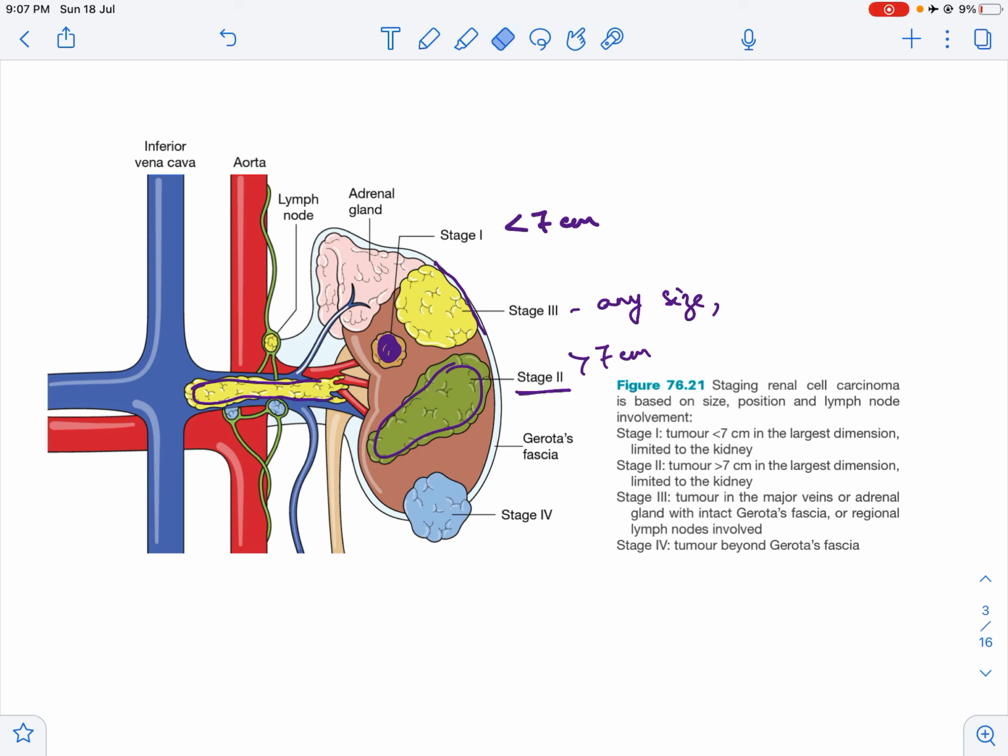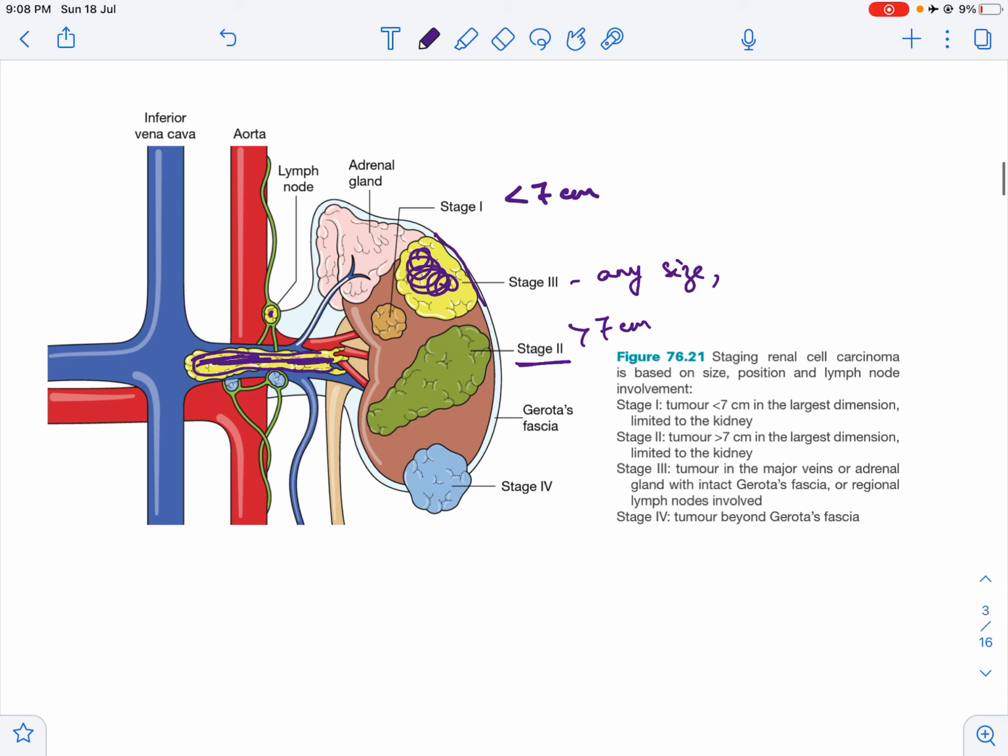I'll erase the previous things to make it simple. So this is the tumor. It is of any size. It does not involve the Gerota's fascia. It can invade the renal vein, and it can also be in the lymph nodes. Stage 3 is tumor in the major veins or adrenal gland with intact Gerota's fascia, or regional lymph nodes are involved. Now, as soon as a tumor invades the Gerota's fascia, as in this tumor over here, it is called a stage 4 tumor.